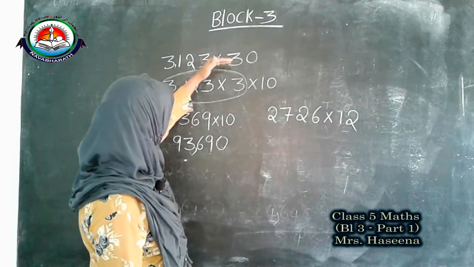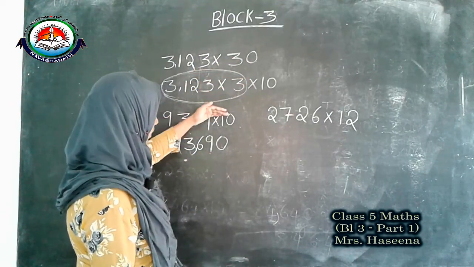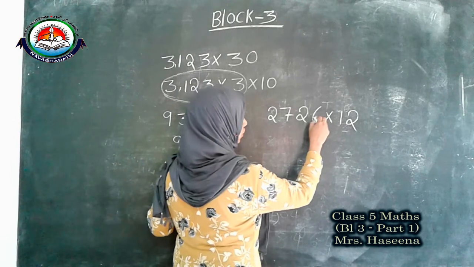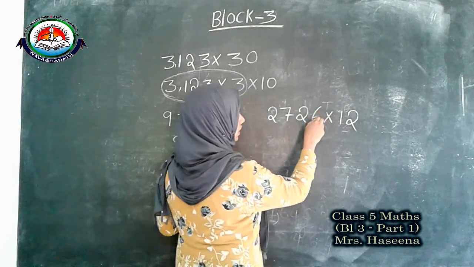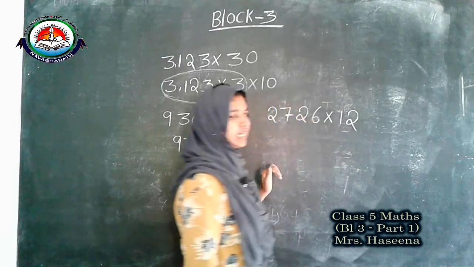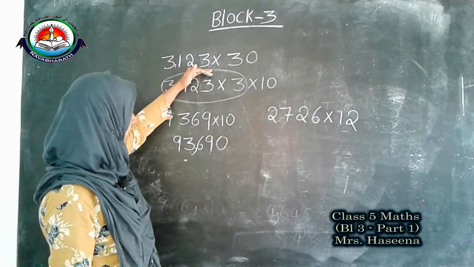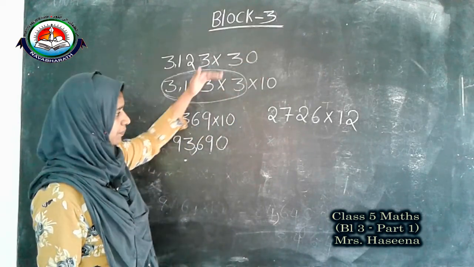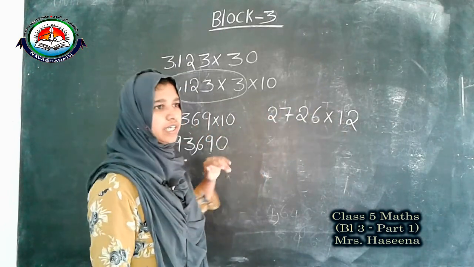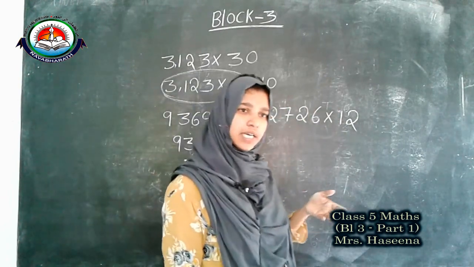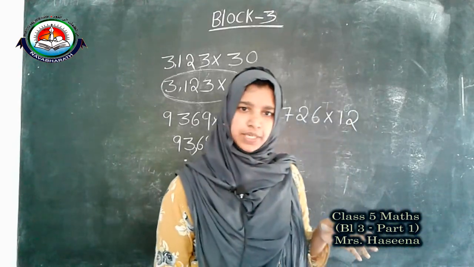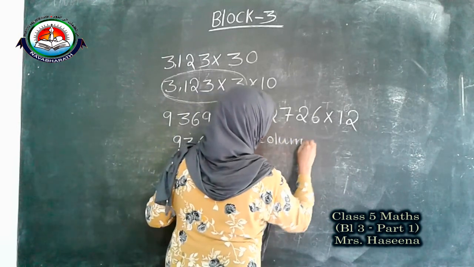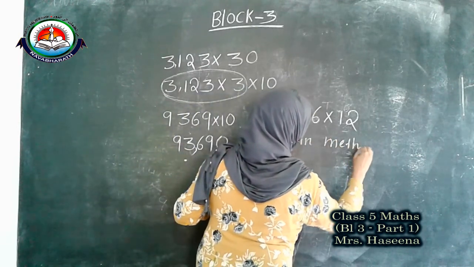If the number ends with 0, this method is easy. But here, does the number end with 0? No. Here also the number doesn't end with 0. This is easy when the number ends with 0. Okay, here no ending with 0, so we are using another method. Do you know the name of that method? That is the column method.